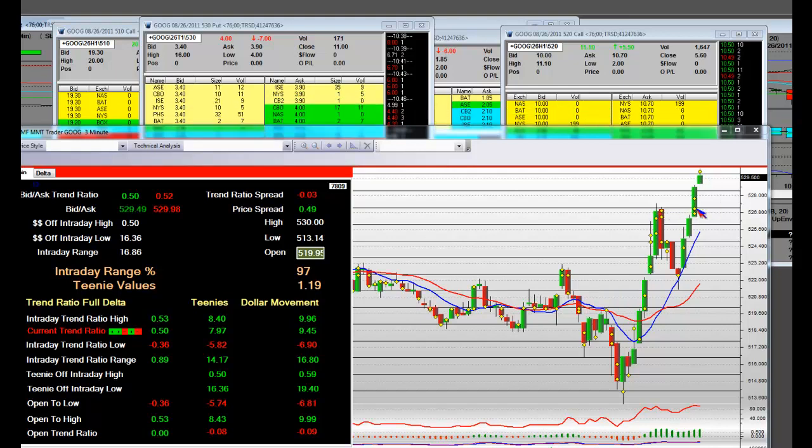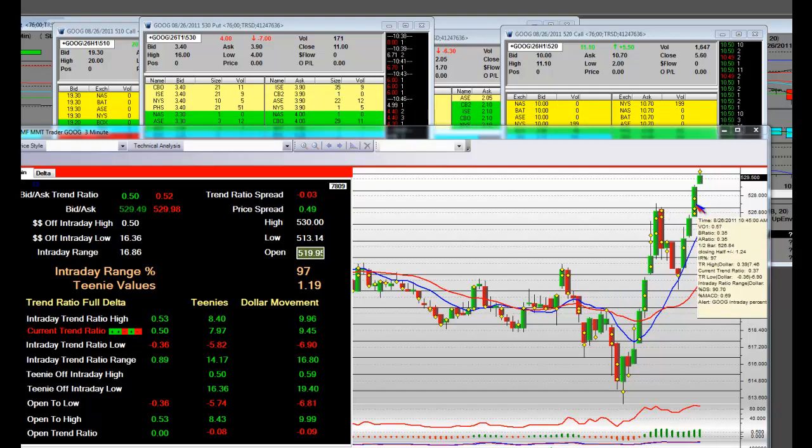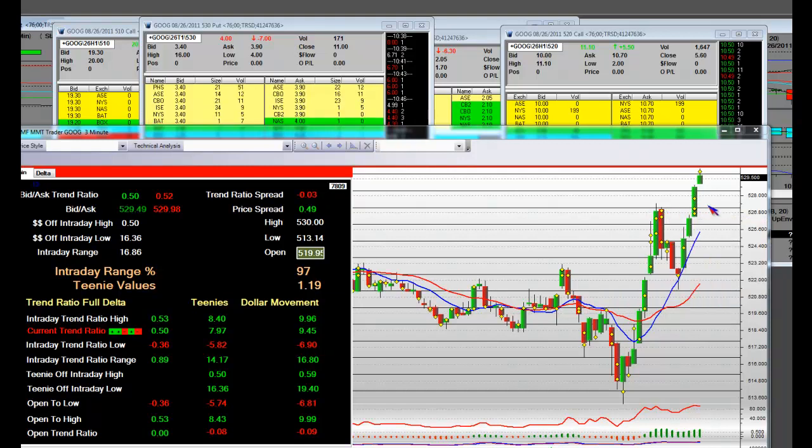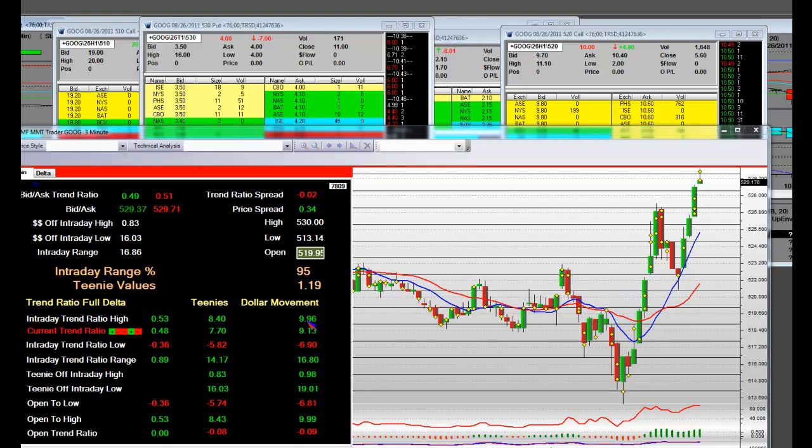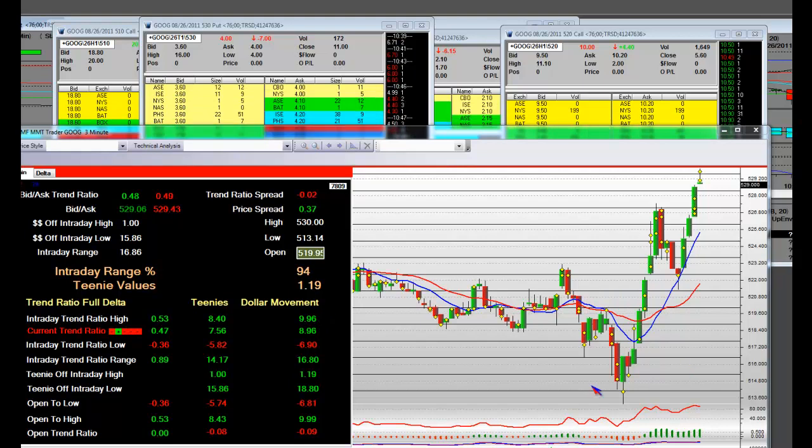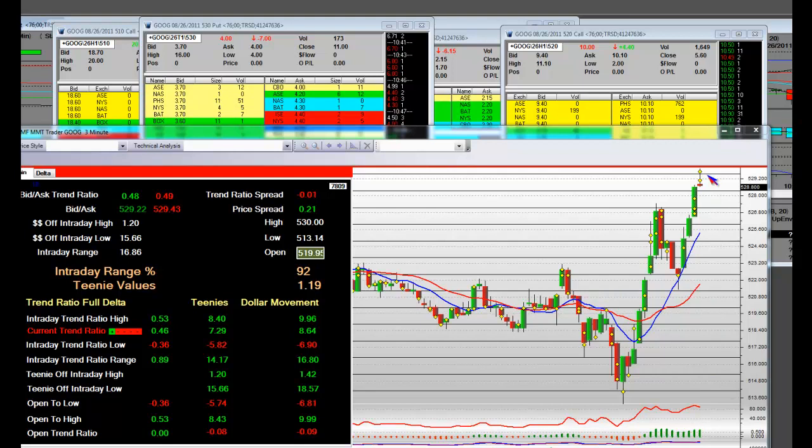Look at here. All right, nice. When that diamond breakout was happening, you were taking out those highs, and you shot up another 1, 2 teenies to the high. And you have to stay elevated here. You hit a 0.53 ratio. That equals 9.96 dollar movement, just 9.96 from the teeny expansion.